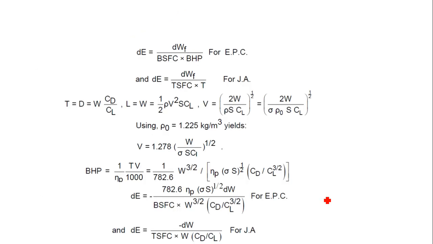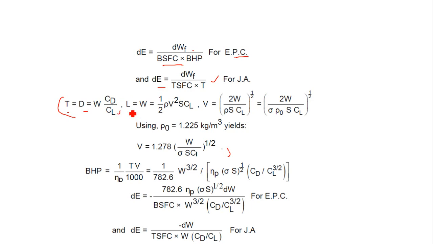So here also dE equal to dWf divided by BSFC into BHP for engine propeller powered, and for jet powered, dE equal to dWf divided by TSFC into T. And here we can say T is equal to D equal to W. These things we have already seen, so no need to derive that once again. So the equation becomes, T equal to D from steady level flight, that equals W into CD by CL.